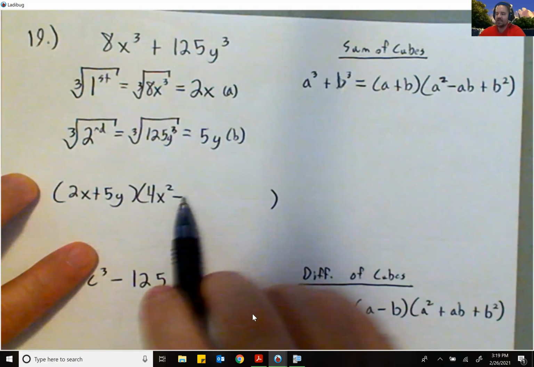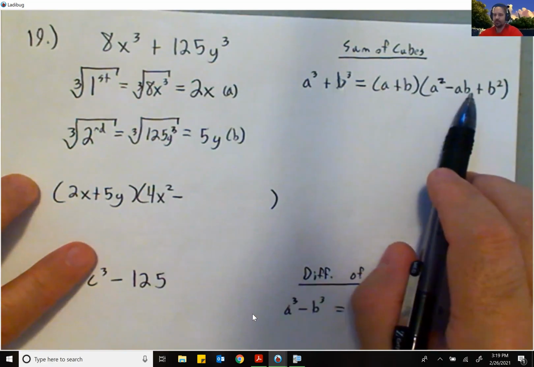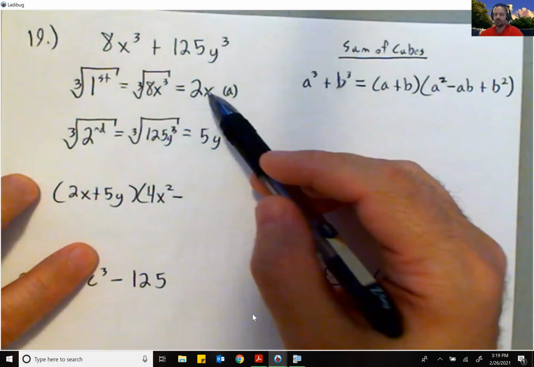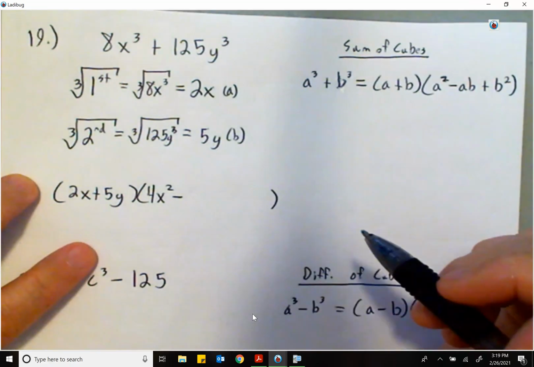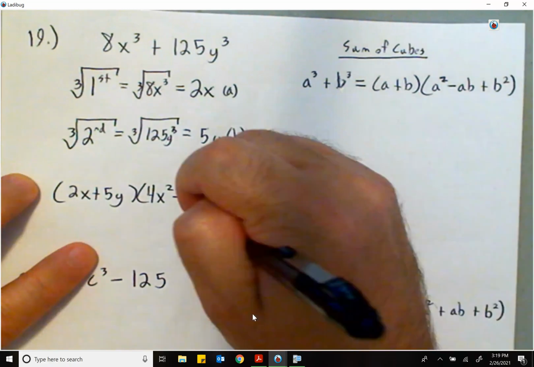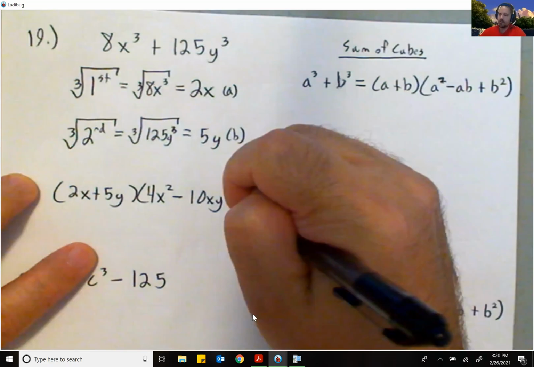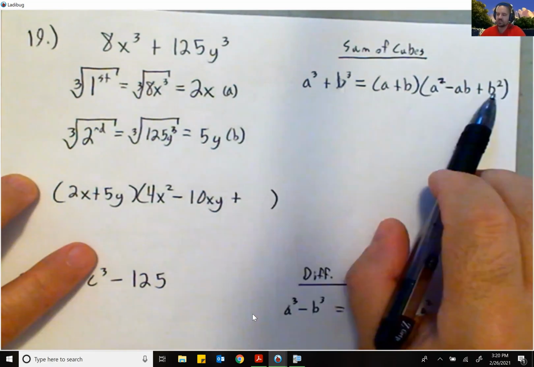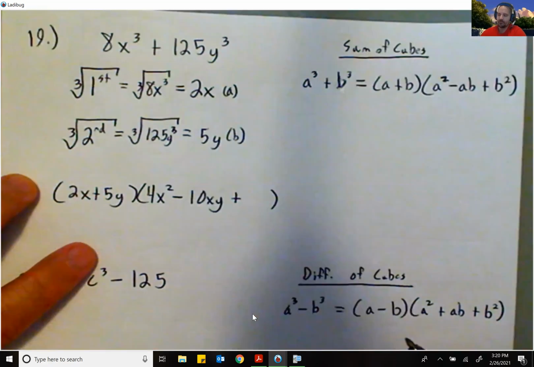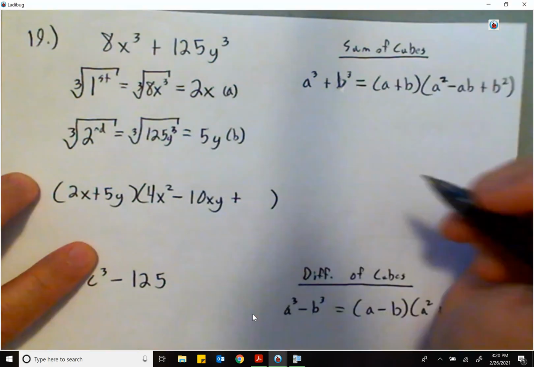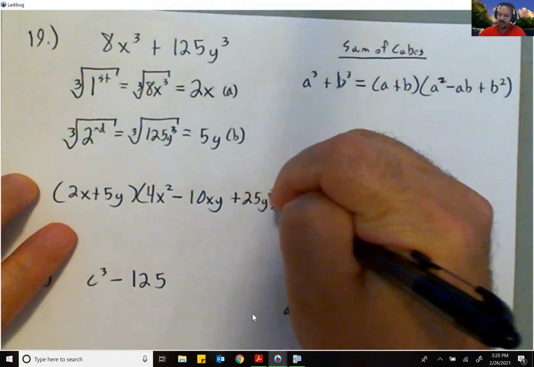Now this says take the A and the B and multiply them. So what is 2x times 5y? 10xy. Plus. Now this says take the B and square it. So what's 5y squared? 25y squared. And you are now factored.